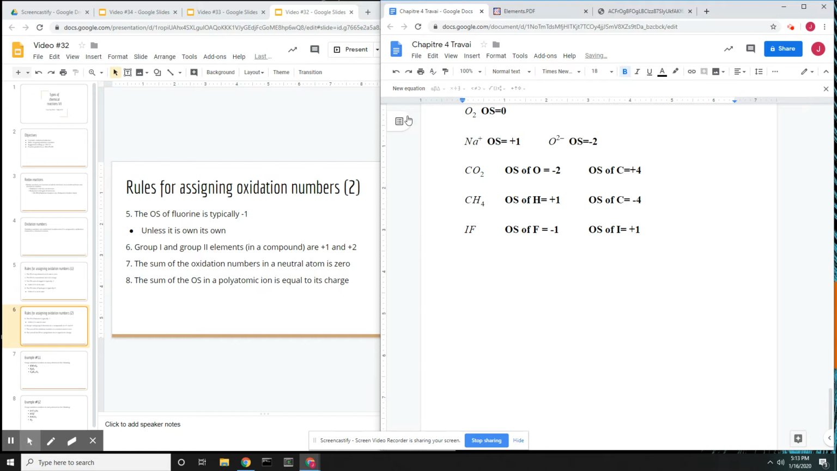And then the eighth rule: let's say I've got a polyatomic ion, for example CO3 2-. The oxidation state of oxygen is -2, so for carbon, I've got x plus 3 times -2 equal to -2, because it's equal to the charge. I do a little math here. I've got -2 plus 6, which is +4. So my oxidation state of carbon here is +4.